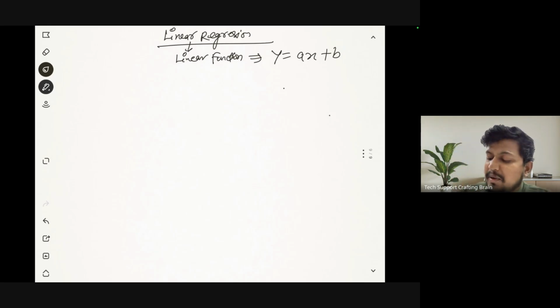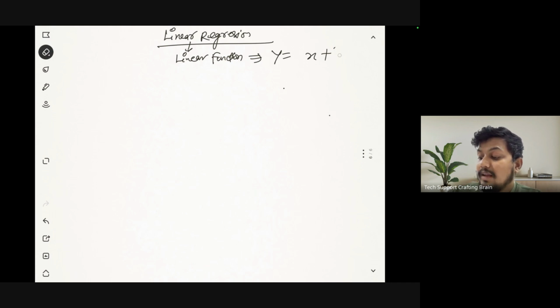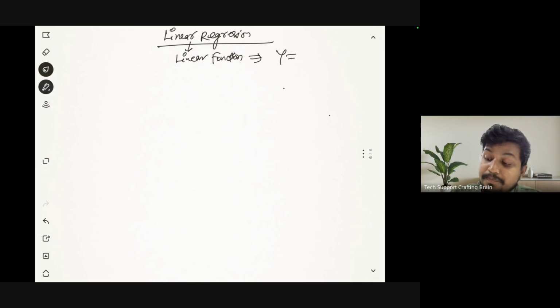Okay. Now, what I'm doing, I'm just changing a small thing. I'm only changing the variable name right now. I'm writing y is equal to mx plus c. No change at all. It's just a variable name I changed, because this is the classical formula that we use: y is equal to mx plus c.